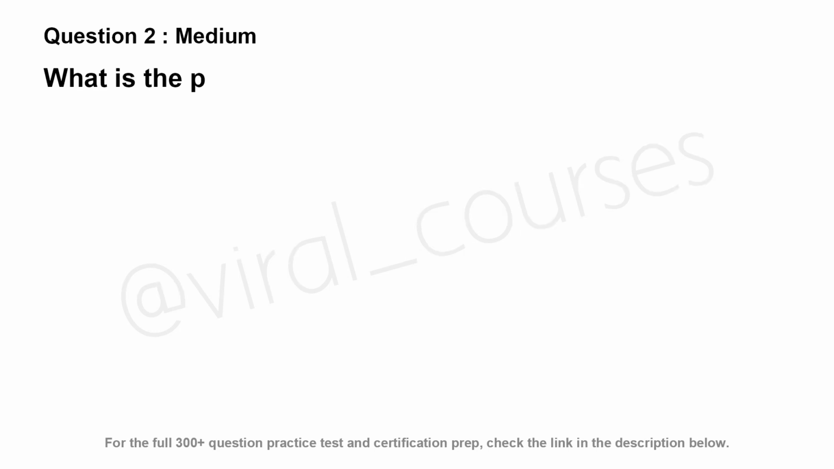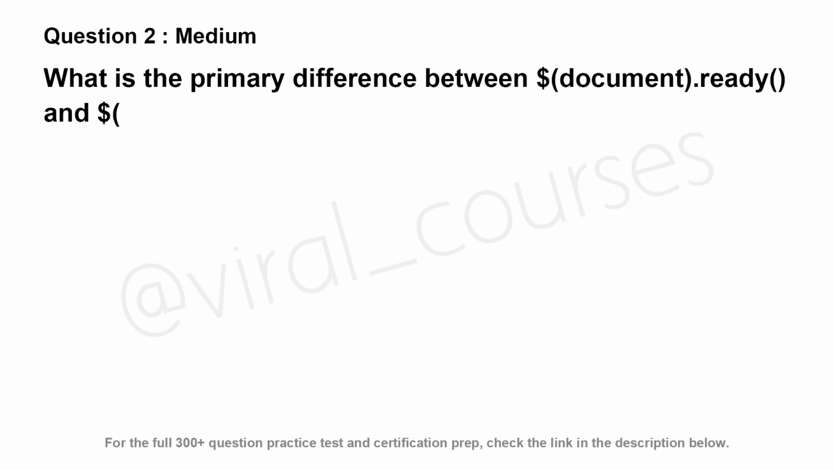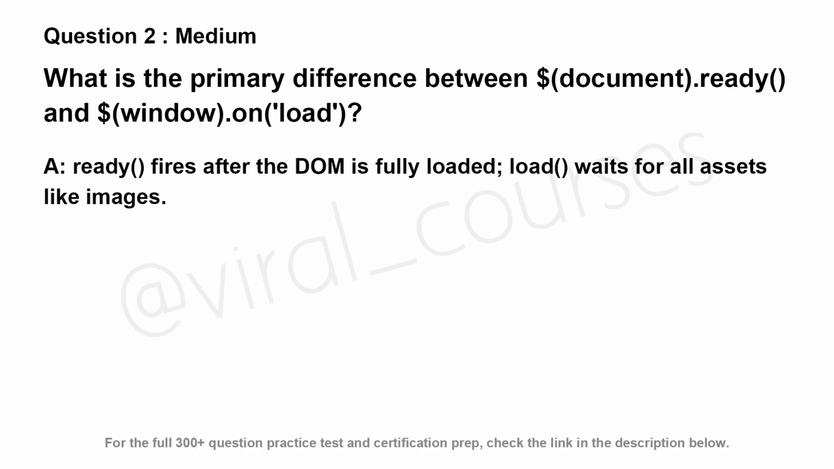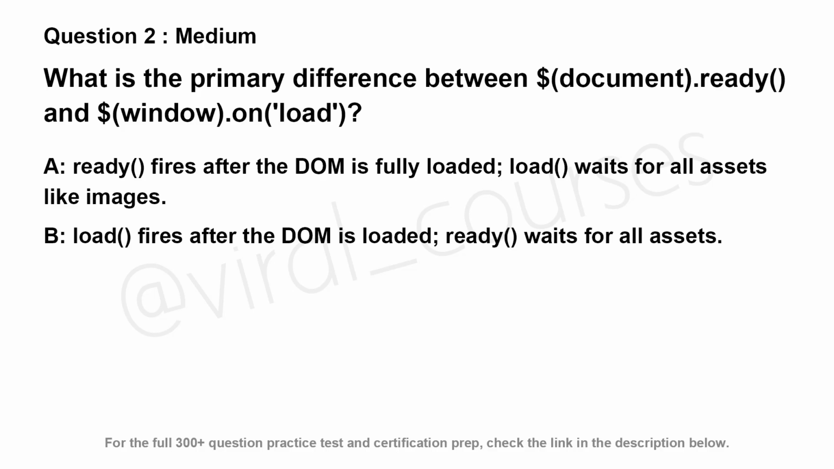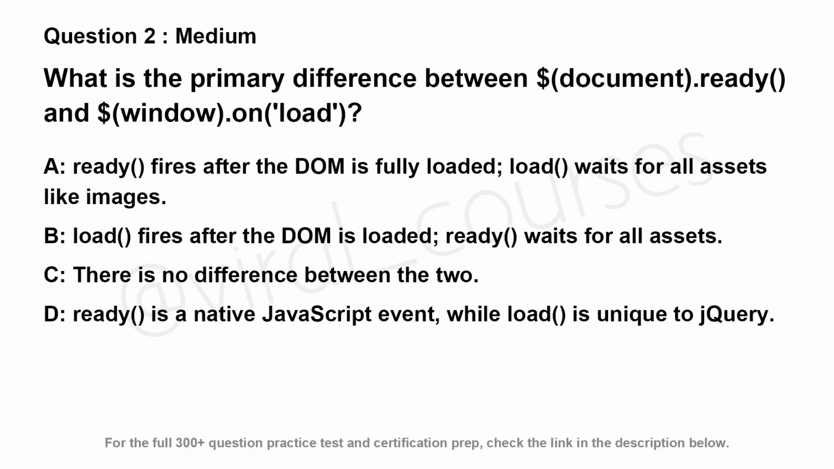What is the primary difference between $(document).ready and $(window).load? Option A, ready fires after the DOM is fully loaded, load waits for all assets like images. Option B, load fires after the DOM is loaded, ready waits for all assets. Option C, there is no difference between the two. Option D, ready is a native JavaScript event, while load is unique to jQuery.